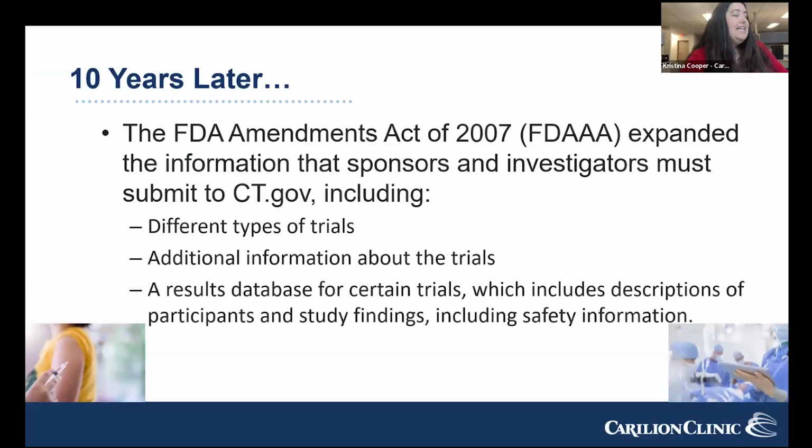So this lasted for about 10 years until we had the FDA Amendments Act of 2007, or FDAAA. That expanded the information that sponsors and investigators must submit to CT.gov that included different types of trials. So no longer was it just drugs, but it could also be biological products and devices. Additional information about the trials was to be included, and a results database for certain trials, which included descriptions of the participants and the study findings, including any safety information that was discovered along the way.